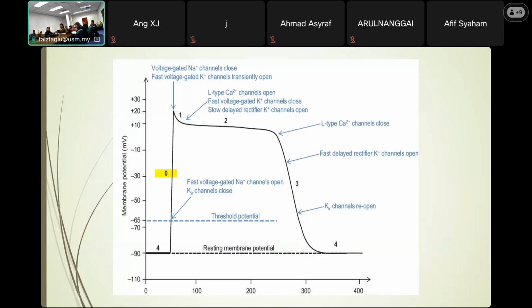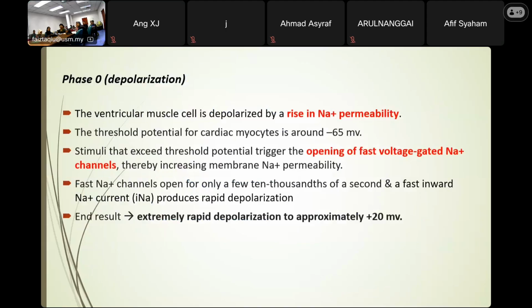So the graph: x-axis is time in milliseconds, y-axis is membrane potential in millivolts. Start out with phase 4, then we have 0, 1, 2, 3, and back to 4. So we start out with phase 0. It is the depolarization phase, all right? So remember, we're talking about ventricle here. For the ventricular muscle cell, it is characterized by a rise in sodium permeability. Again, for pacemaker, it's calcium. For ventricle, it is sodium.